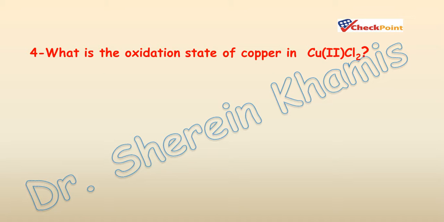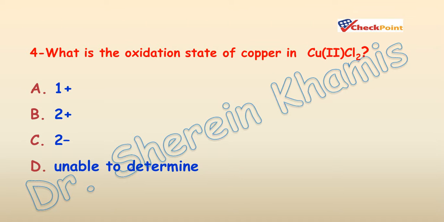As it will lose 1 or 2 electrons, the options are +1, +2, -2, and unable to determine. So the right answer will be +2, as the Latin numeral expresses the lost electrons. Okay, this is the oxidation state of copper in our salt today.